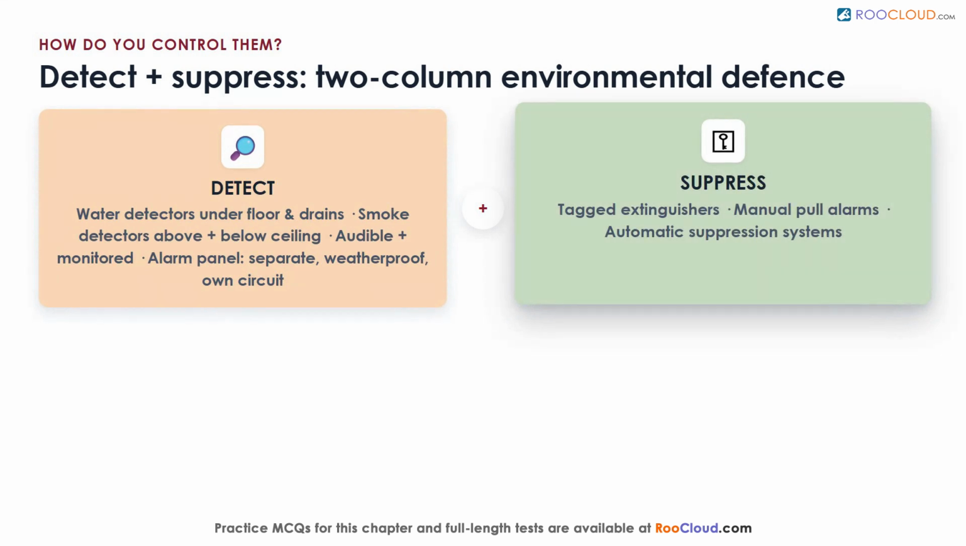Then add suppression. Keep handheld fire extinguishers tagged and inspected yearly. Place manual pull alarms near exits. And install an automatic fire suppression system that triggers on high heat. Let's stay on fire suppression for a moment.